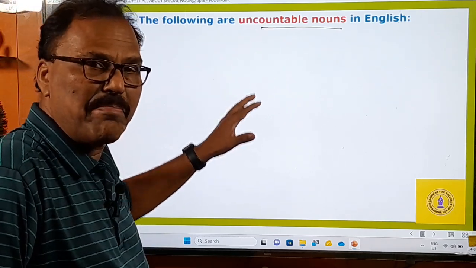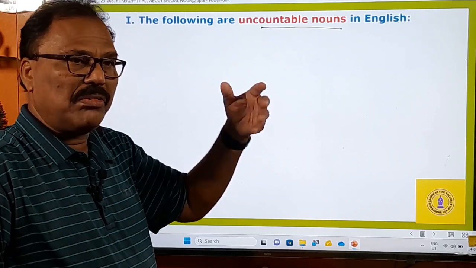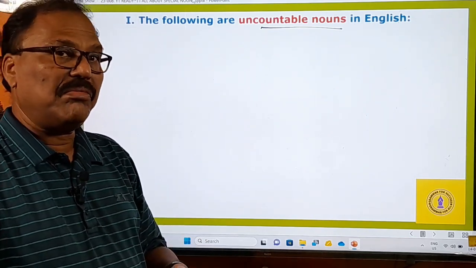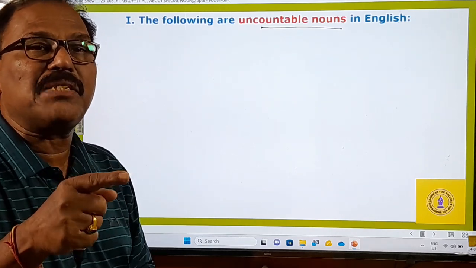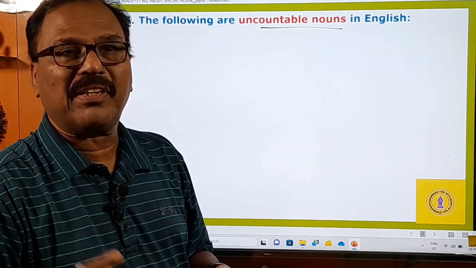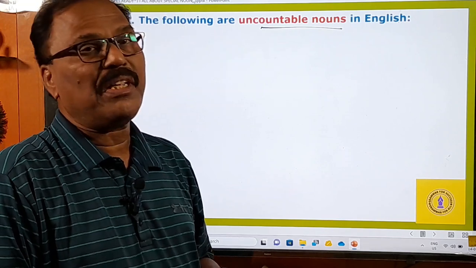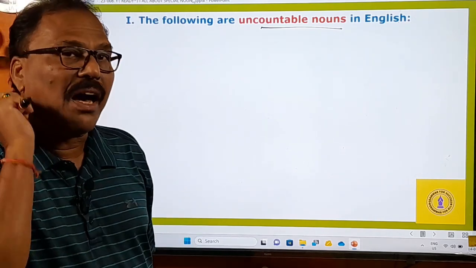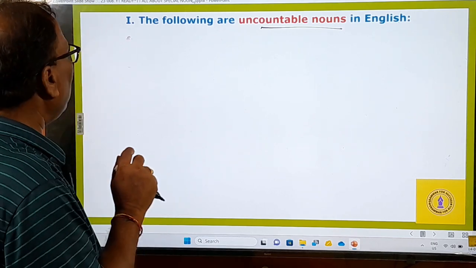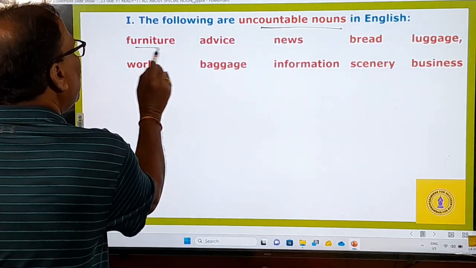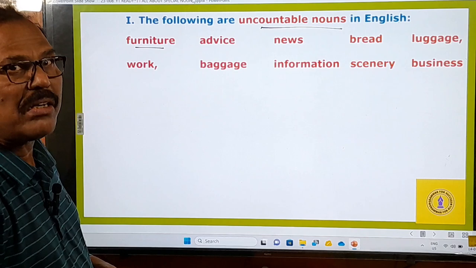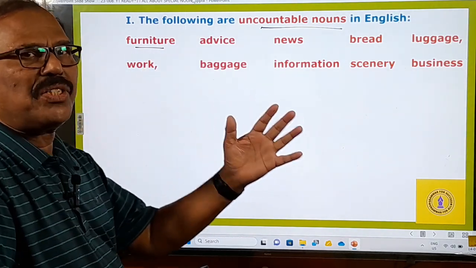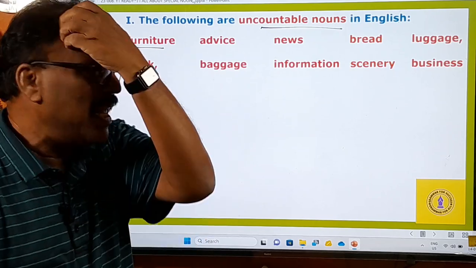Here, I have tried my best to give you a list of uncountable nouns, the use of which is becoming somewhat difficult for the students, especially in the examination. That's why I'm going to talk to you about uncountable nouns. What are they? Furniture is an uncountable noun. You cannot count it: one furniture, two furnitures, three furnitures.